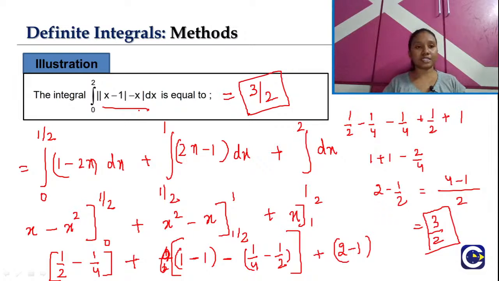So in our next session, we are going to start with the next chapter. As we have covered both the integrals, that is our indefinite integrals as well as the definite integrals, the next part will be the application of integrals. So that we are going to cover, and we are going to start in our next session.